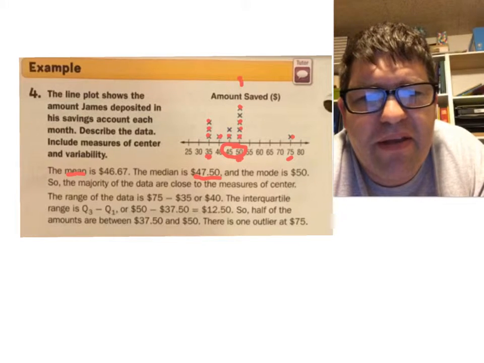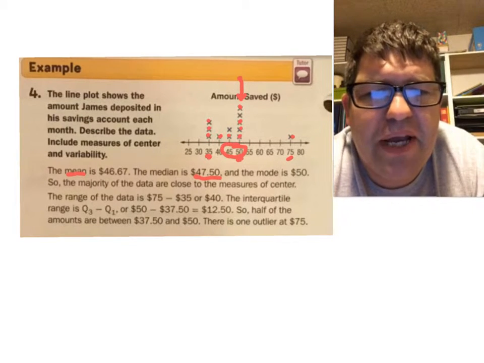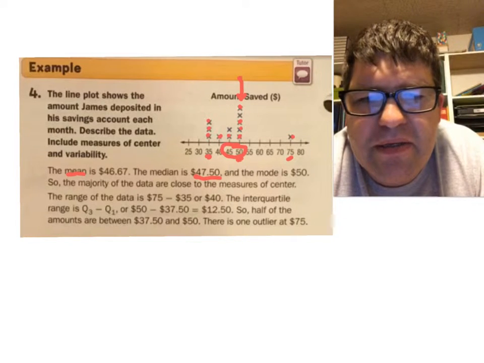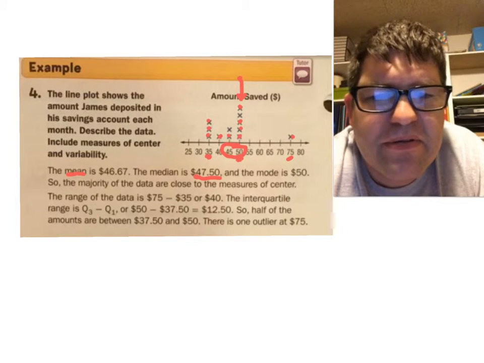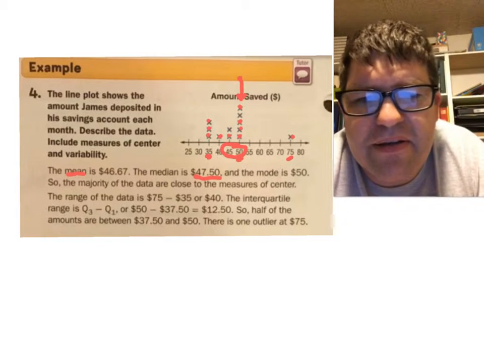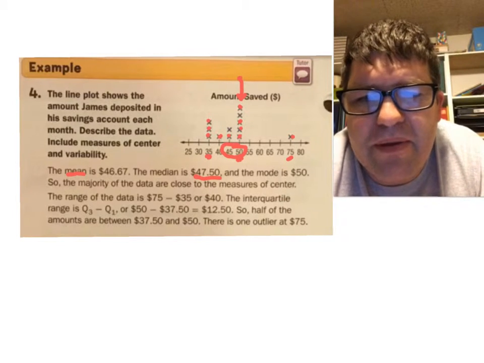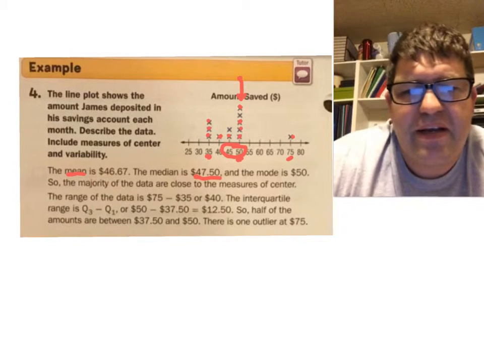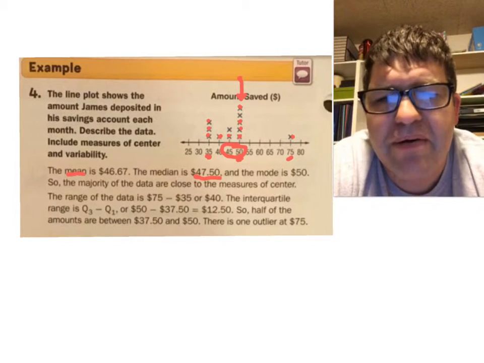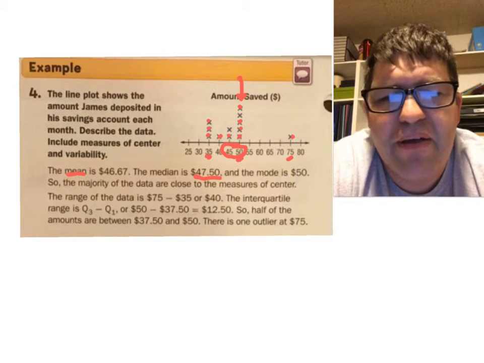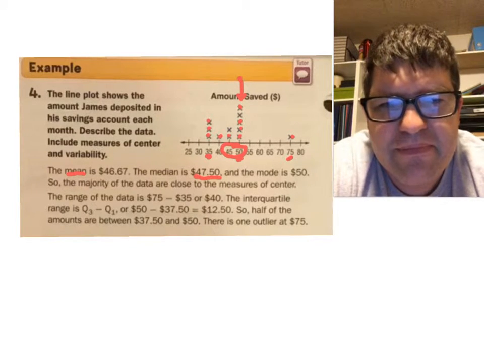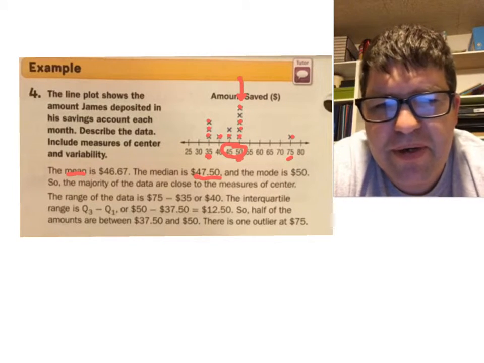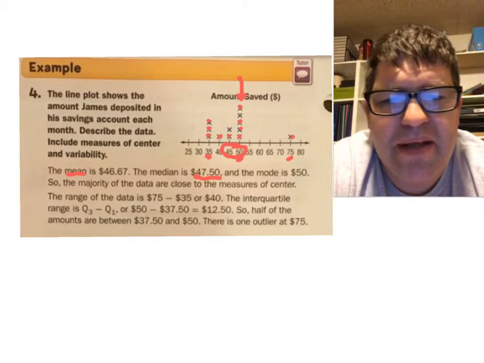The mode, we already said that's the most, $50. There's a bunch of hats that are $50. So that would be your mode. So the majority of the data are close to the measures of the center. All right, the mean, $46, is pretty close to that 50. So all the data kind of goes together, that you're probably going to spend around 45 to $50 on a hat. That's the average, the mean, and it's one way to interpret it. Okay? Again, don't worry about the outliers.